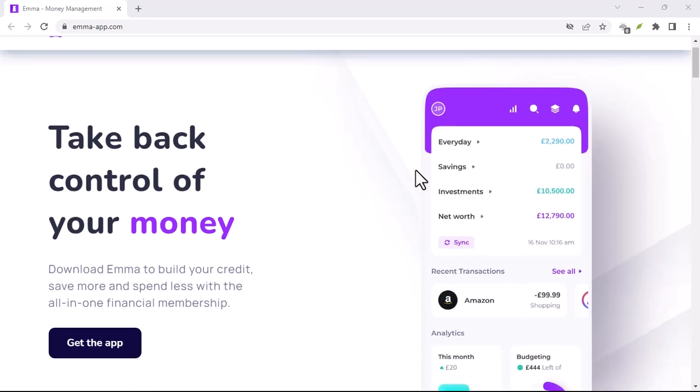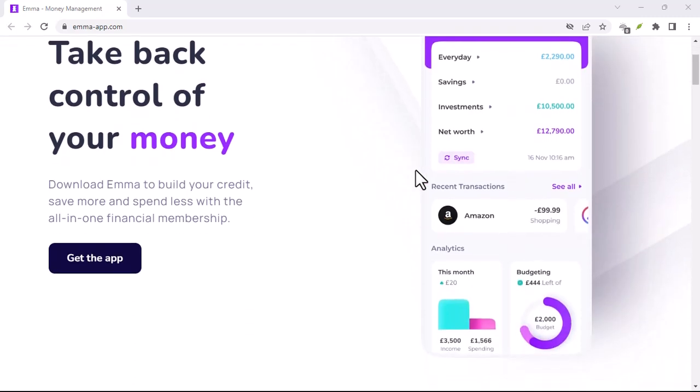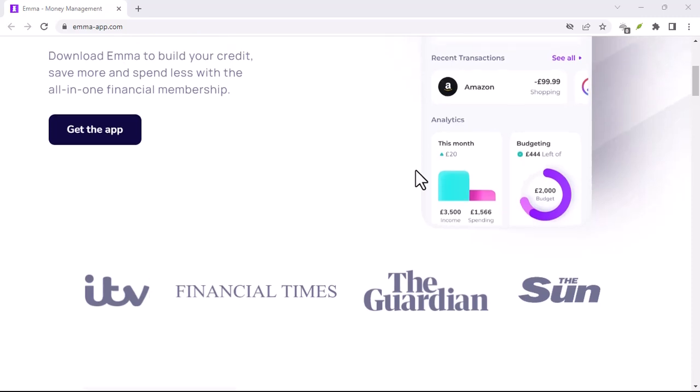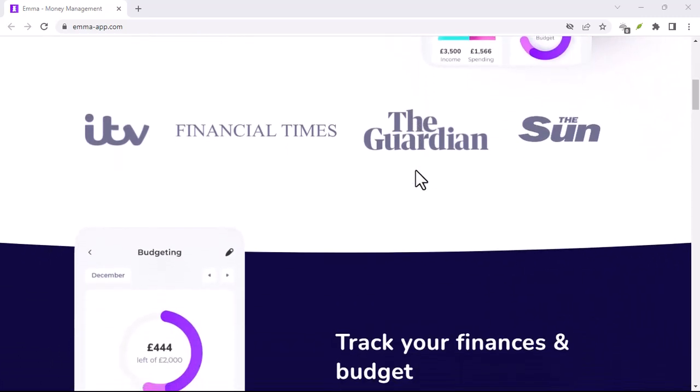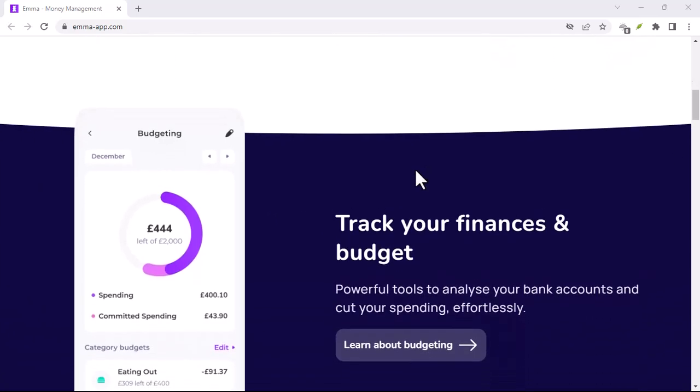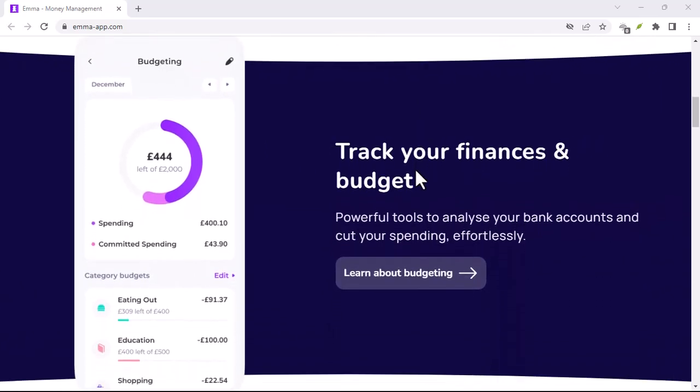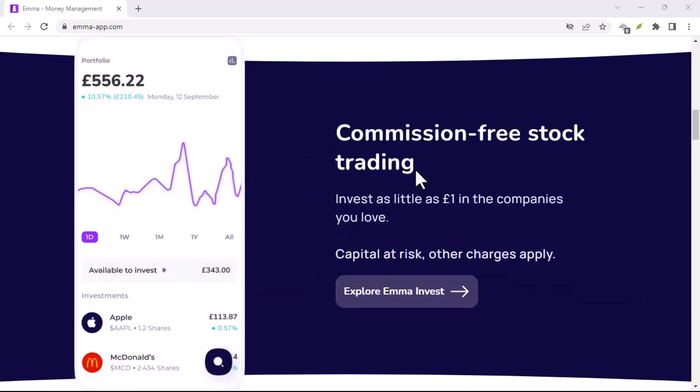Ever stumbled across a piece of software, a font, or even a photograph online and wondered, can I actually use this? It's a question that plagues creators, businesses, and pretty much anyone who uses the internet. Today, we're diving deep into one specific example. Is Emma free to use?